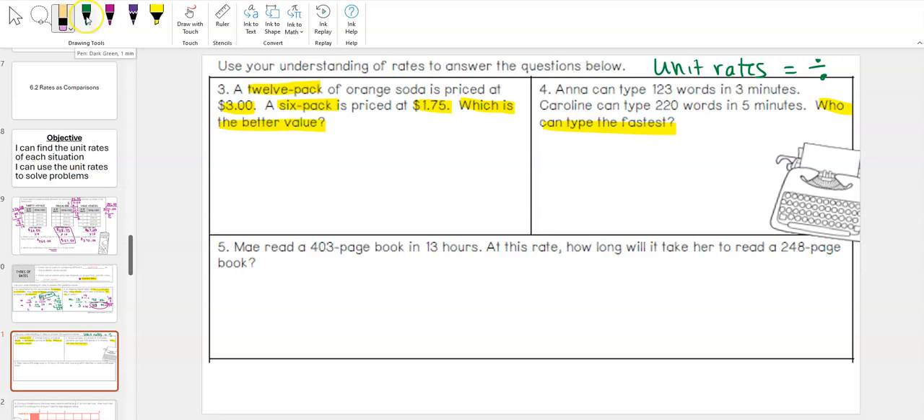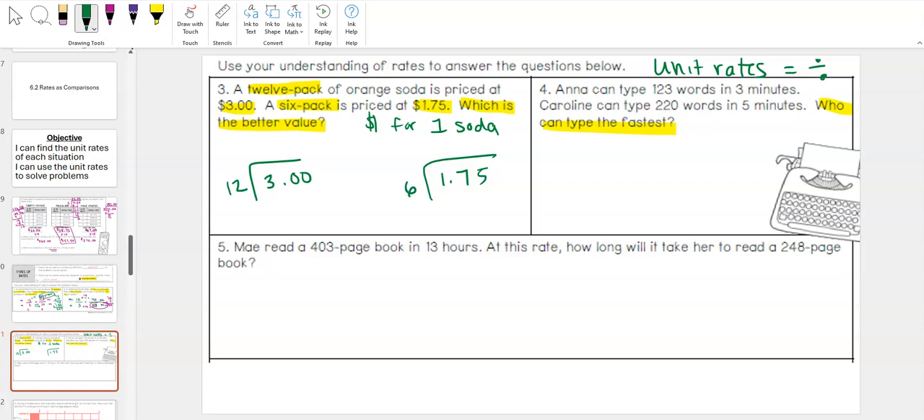I need to know which one's the better price. And in order to find the better value, I need to know how much money for one soda. So that means I need to do money divided by sodas. So I'm going to do 12. Nope, that's not money. I need to do $3 divided by 12, and I need to do $1.75 divided by 6.